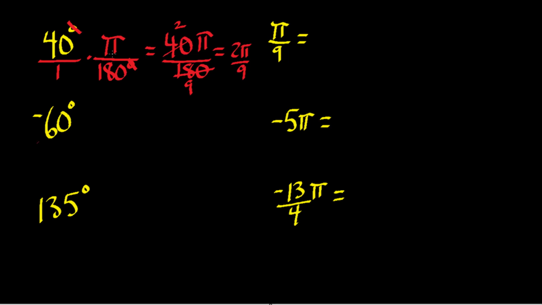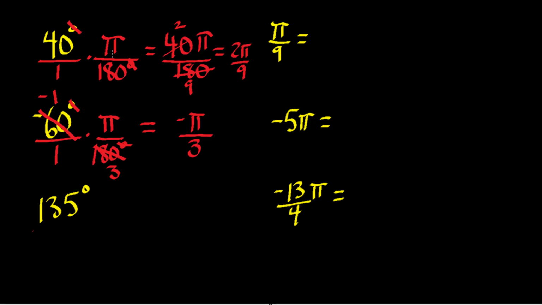For the second problem, it's already in degrees as well, so we multiply by pi over 180 degrees. Degrees divided by degrees cancels. There's a common factor of 60, so we can divide both of these by 60, and we will get -1 times pi, which is negative pi over 3. That's the same as -1/3 pi.